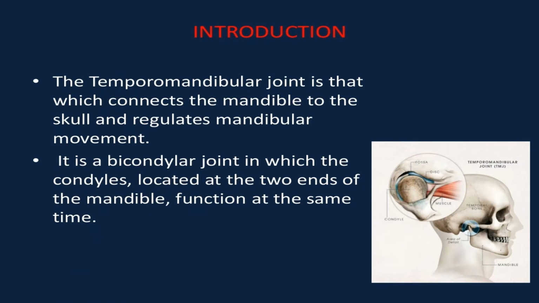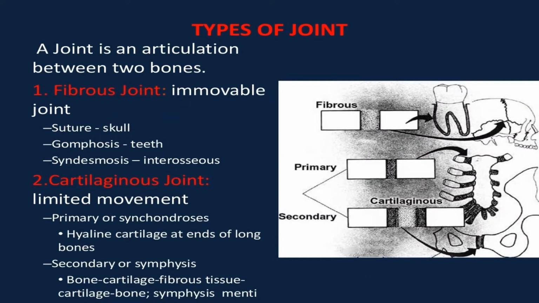Introduction. The temporomandibular joint is that which connects the mandible to the skull and regulates mandibular movement. It is a bicondylar joint in which the condyles, located at the two ends of the mandible, function at the same time. Types of joint. A joint is an articulation between two bones.